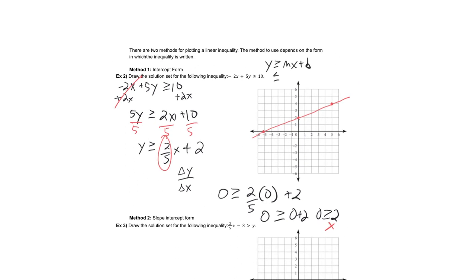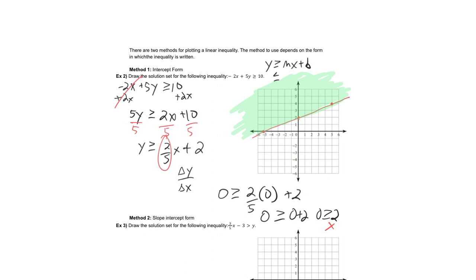I'm going to shade the upper region because I determined that this lower region was not the solution region. So I'm going to shade the upper region. All right? I'm being a little bit sloppy here, but you get the idea, right? Because we determined 0, 0 was not a solution, so I want to make sure that I shade the other region.